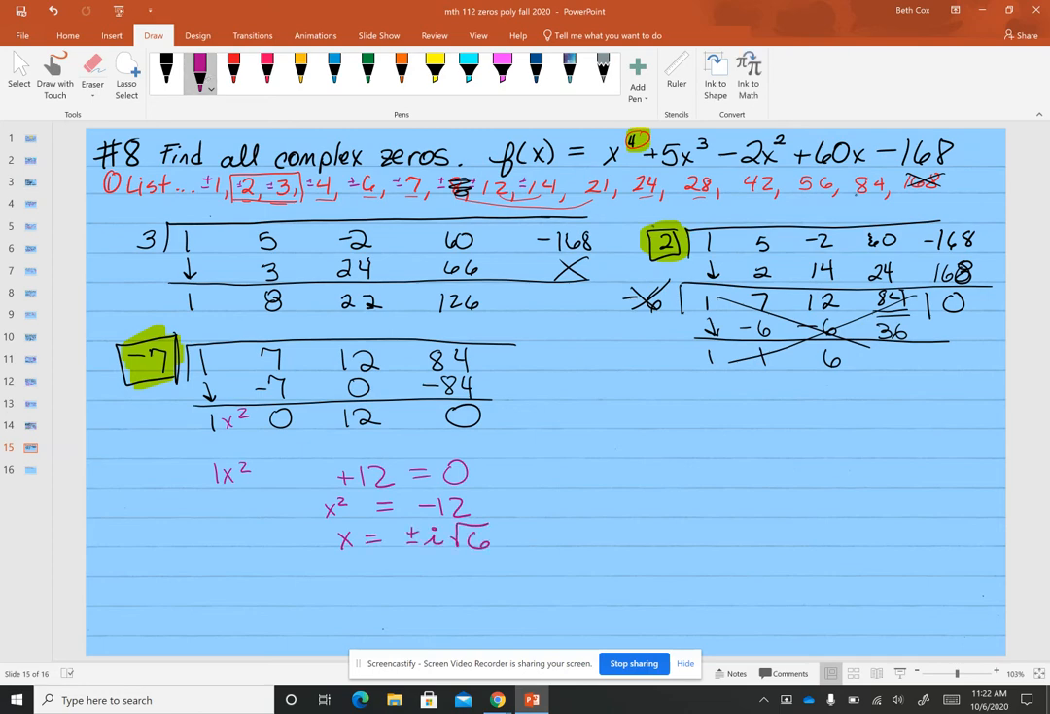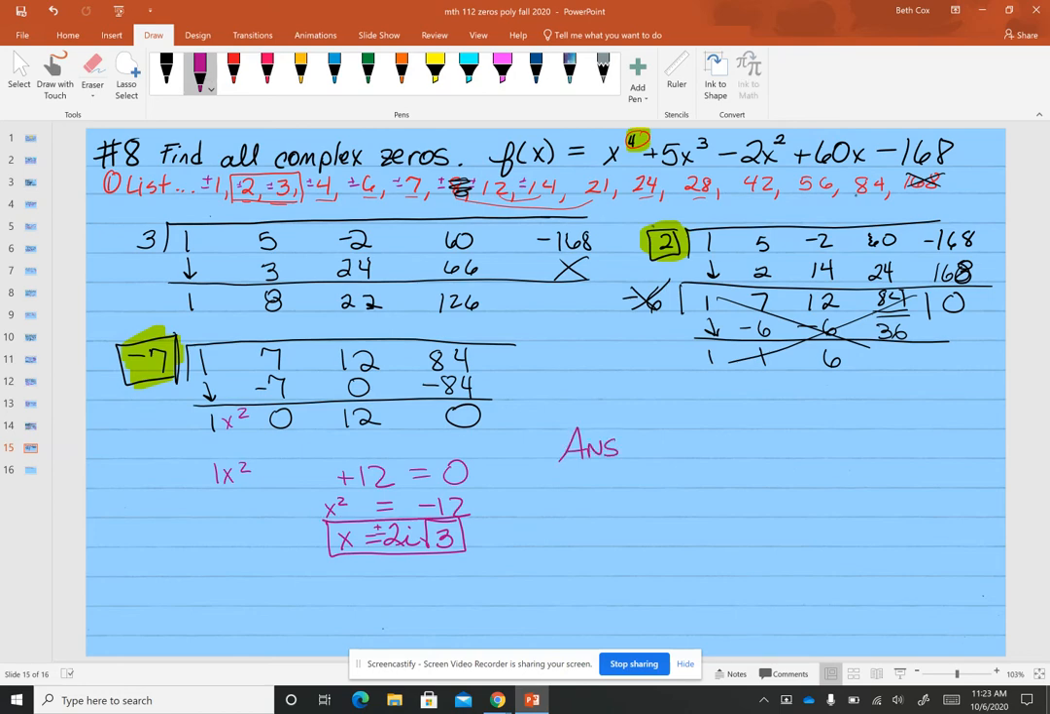Did I do this problem already? That's not right. Miss Cox, you know that's not right. It's i square roots of 12, so it'll be 2 plus or minus 2i square roots of 3. So that's my answer. Hope y'all caught that error too.